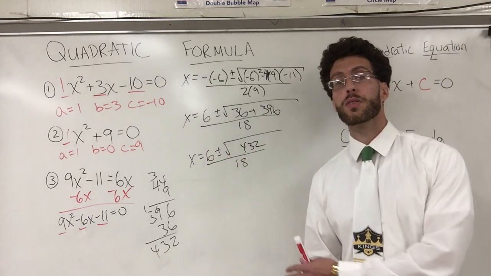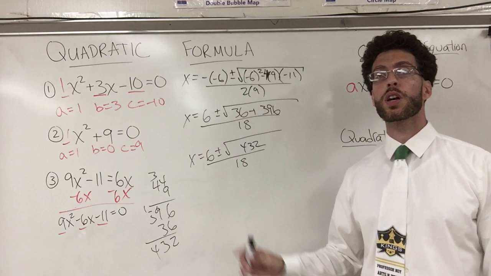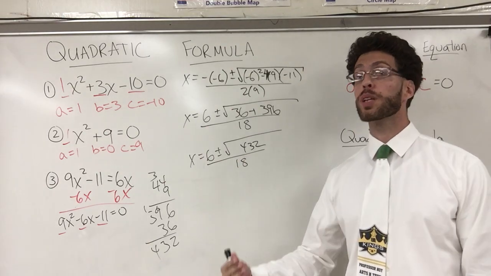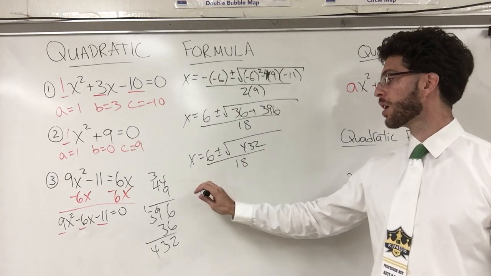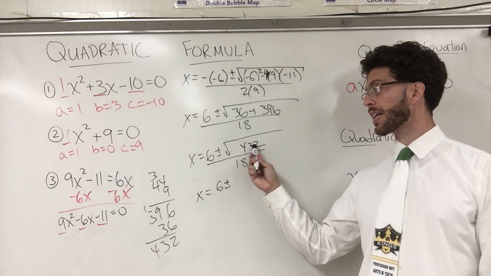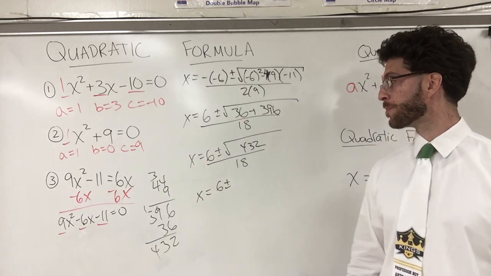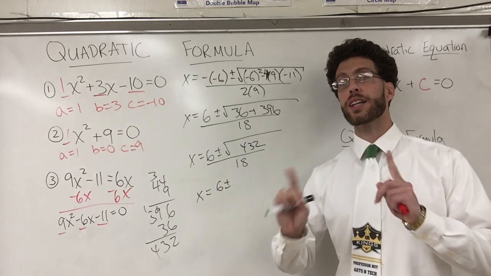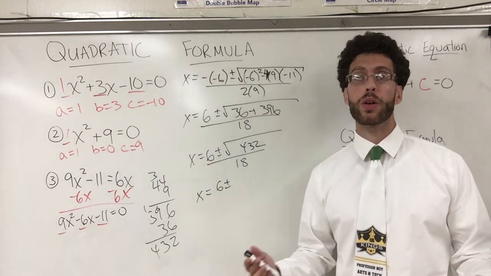Depends on your teacher. If you can leave it like that, you're done. You got your 2 answers. You might want to simplify completely, depending on the directions. If that's the case, now you need to have a different lesson on how to break down a radical. You want to find factors of 432. It might take you a while to get a calculator.